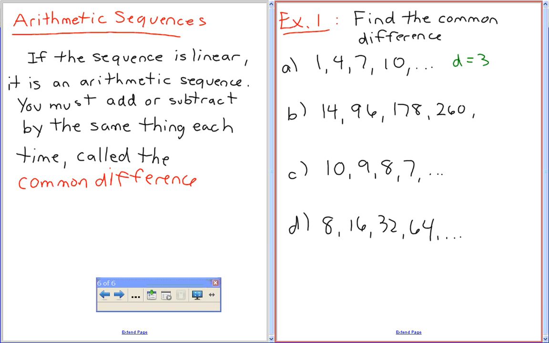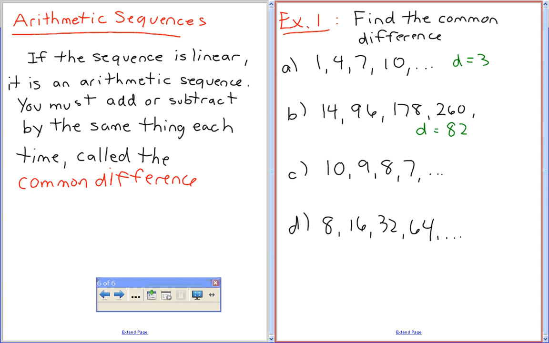All right, Jared, for the second one, what does d equal? Now, for those people like Jared with his brand new calculator, let's say they don't know, because this is one you can't just do sort of in your head. So what you would have to do is you do 96 minus 14, and then you do 178 minus 96, and they all have to be the same.